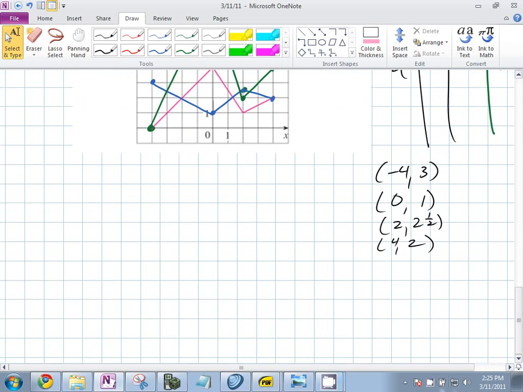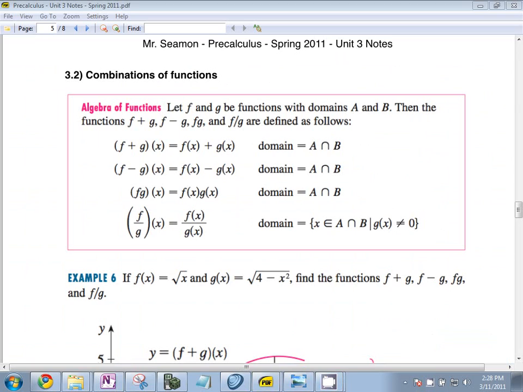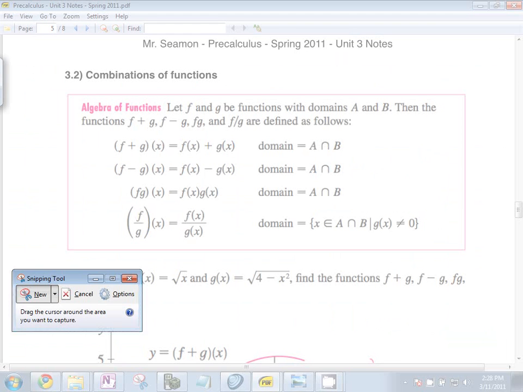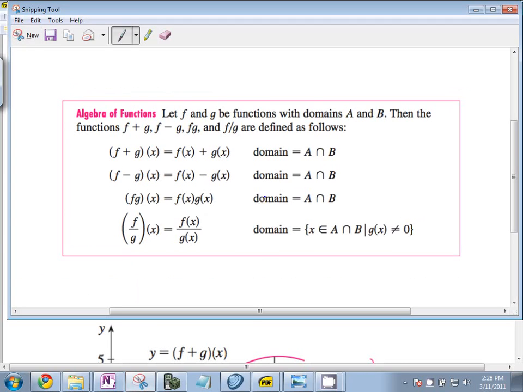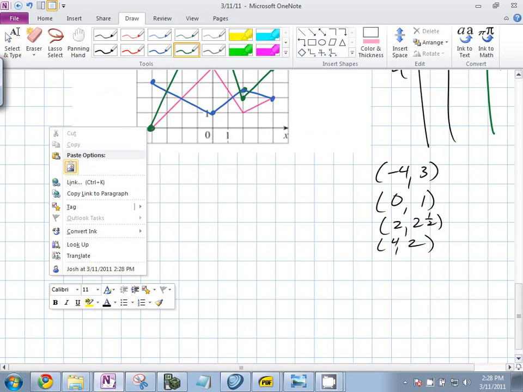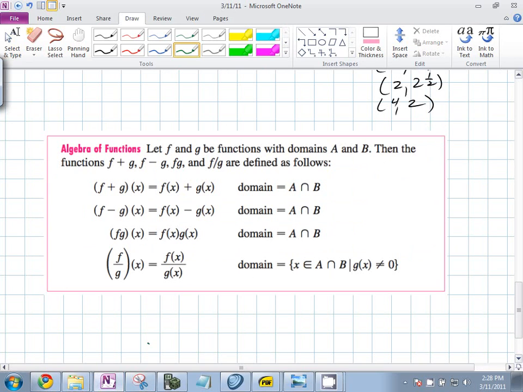Okay, good. And so combination of functions, simply put, is really straightforward, everybody. You are adding, subtracting, dividing, and multiplying two functions together. And we're going to use some big kid notation to describe these. So if f and g are functions and they have two domains, the domain of f is going to be A, the domain of g is going to be B.